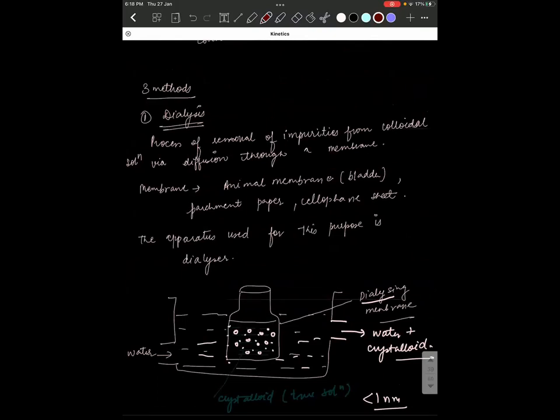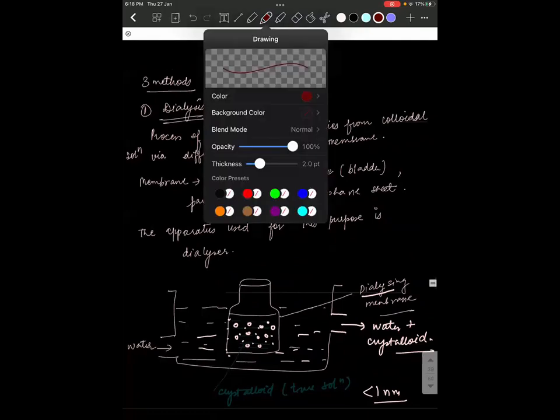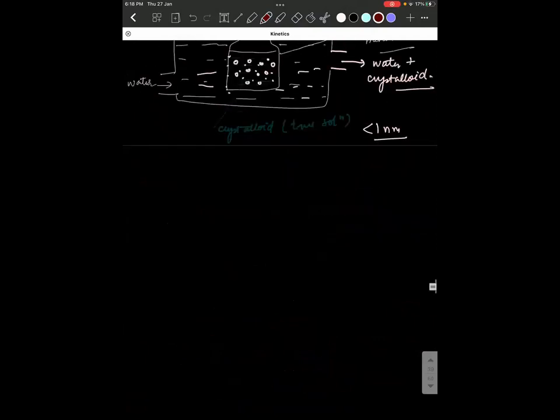Yes, ma'am. Okay. So this was the first method for purification of colloid. Now we will be going to the second method. The second method is similar to this dialysis method. It is electrodialysis.